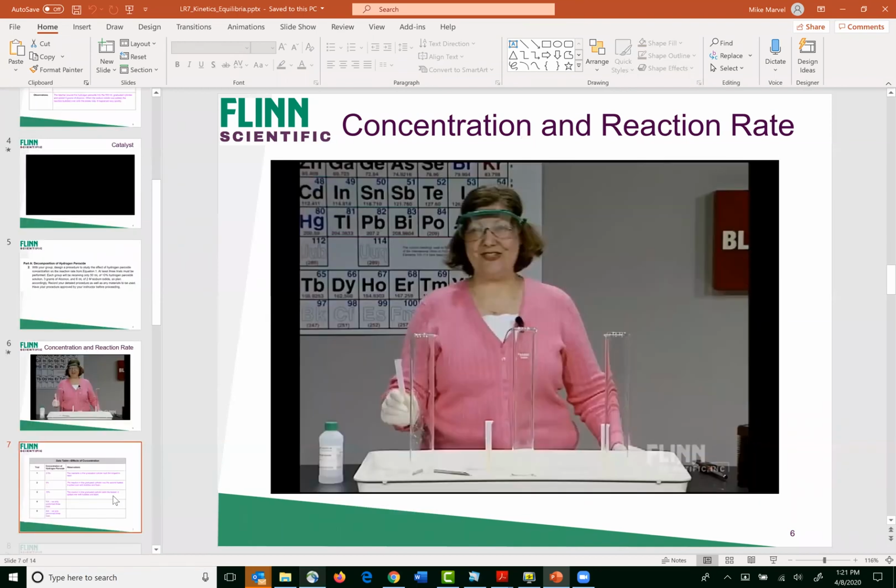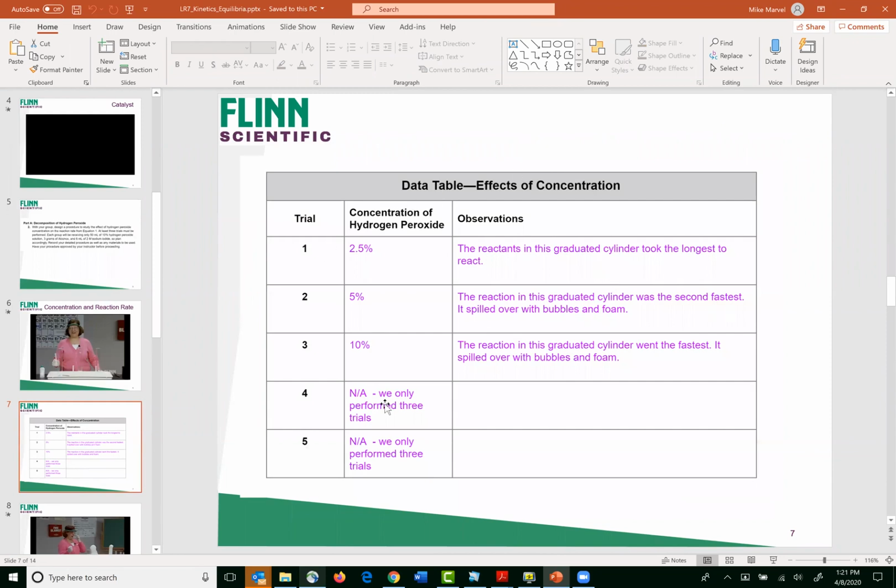So here were essentially the results of our experiment. You can use these to go back and complete your student worksheet if you haven't already. What we did in our experiment was, with the materials afforded to us, we decided we'll start out with 2.5% peroxide, 5%, and 10%. And we controlled the amount of hydrogen peroxide in our experiment.